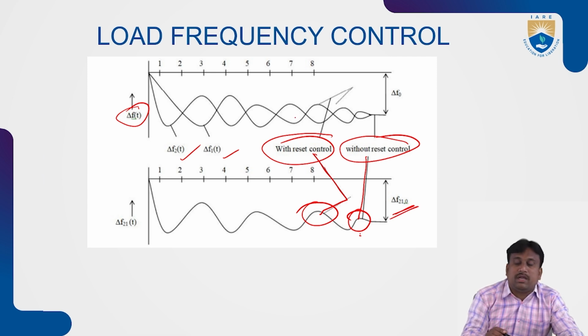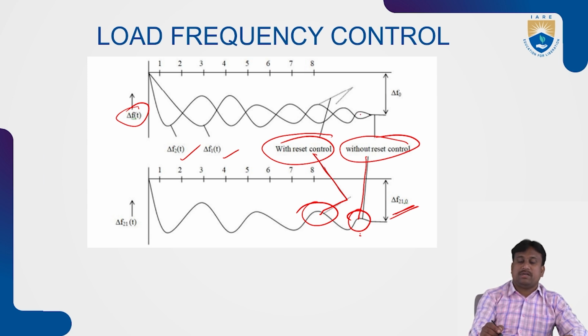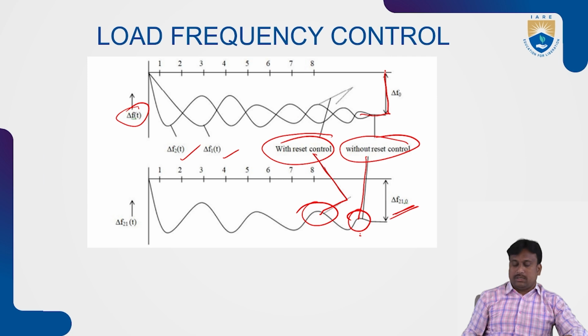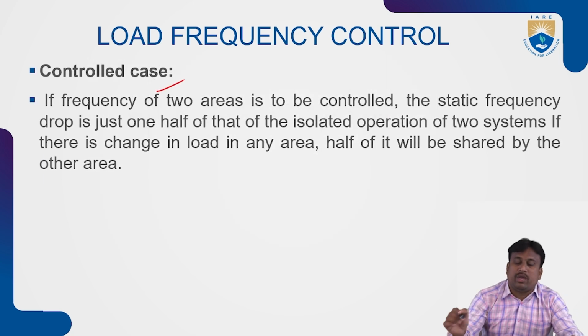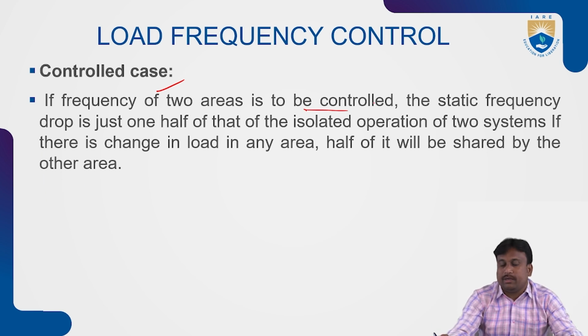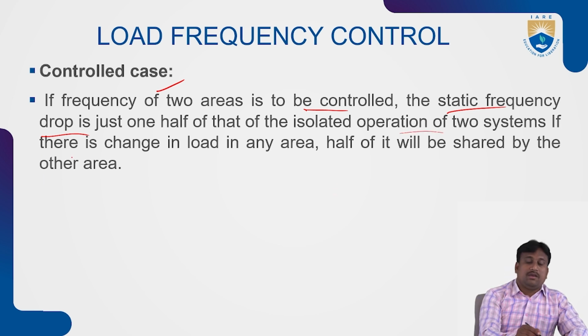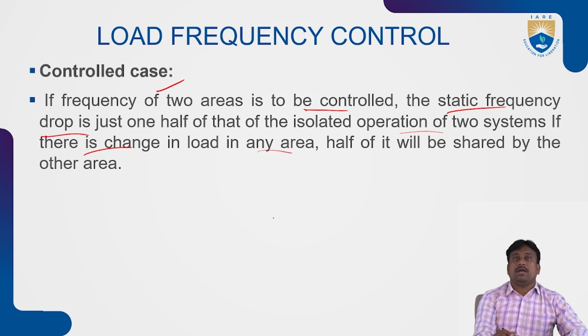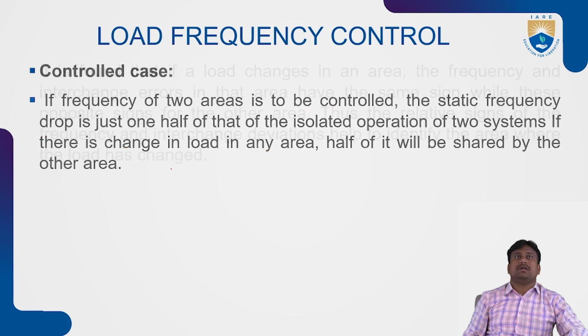So the uppermost layer represents the variations of the frequencies under f1 of t and f2 of t conditions with nominal values. These nominal values may be fixed at this location with the delta f0 case. The controlled case is obtained if the frequency of two areas is to be controlled. That means the static frequency drop is just one half of that of isolated operation of the two systems. That means if there is any change in the load in any area, half of it will be shared by the other area. Likewise, we may reach the controlled case.